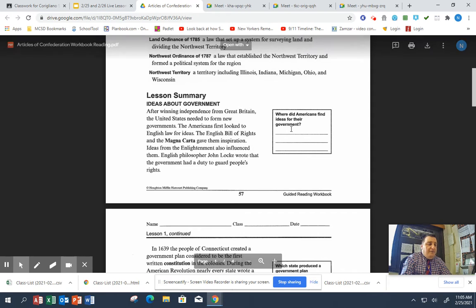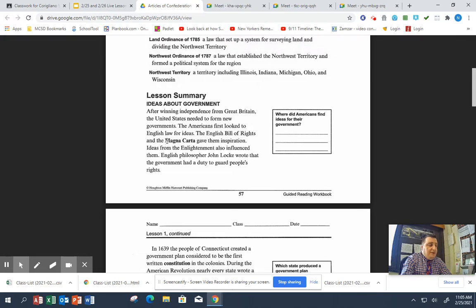Where did Americans find ideas for their government? They found their ideas in the English Bill of Rights and the Magna Carta. Both of these documents limited the power of the king. As we are well aware, the colonists were fighting the Revolutionary War to throw off the rule of the king in Parliament. They didn't want a government that ruled over them with an iron fist and absolute authority. That's what they felt like the king did.